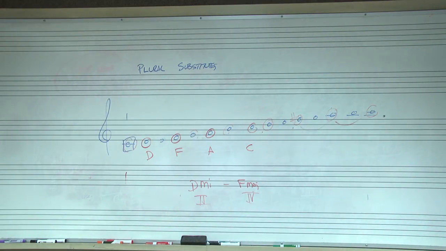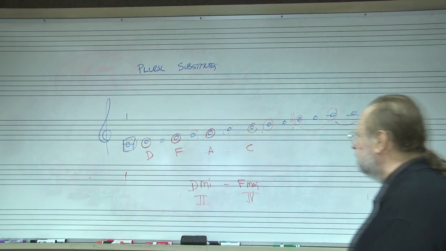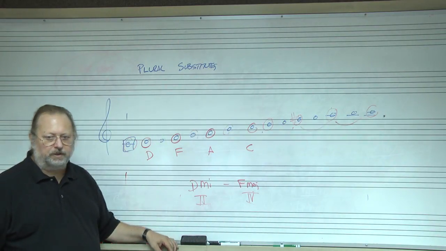Visibly on the guitar, it looks like this. If you have a four chord, like in G, that's the one chord. Here's your four chord. These notes are part of your four chord, but they're also part of your two chord. Here's your four chord. Here's your two chord. Here's your one chord. So the two and the four are substitute chords.